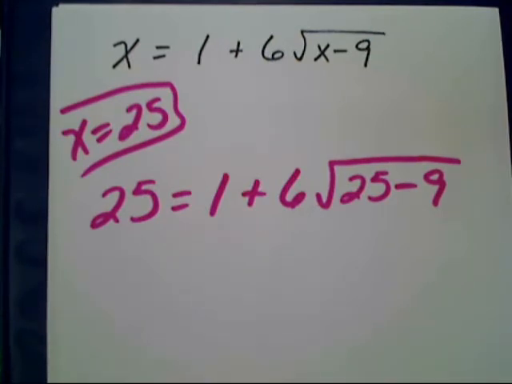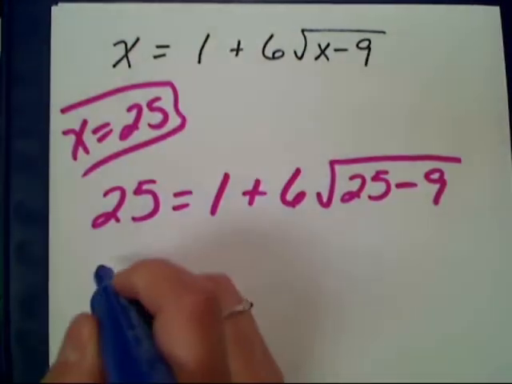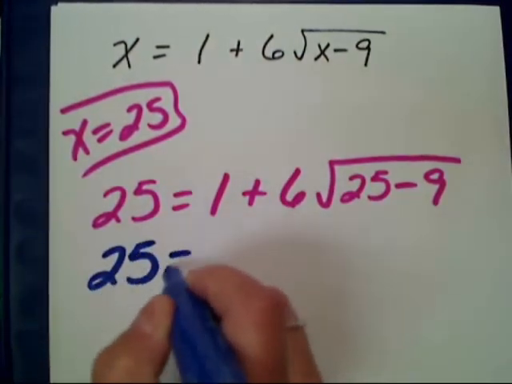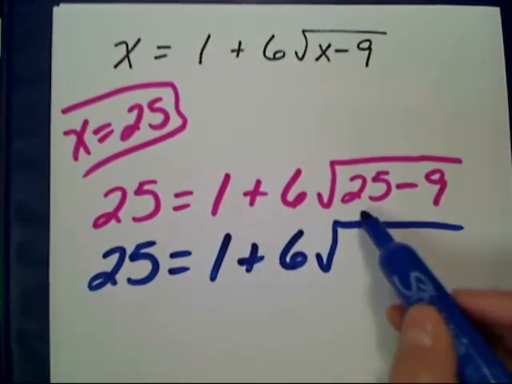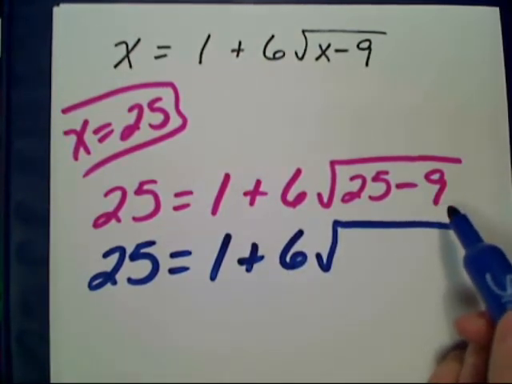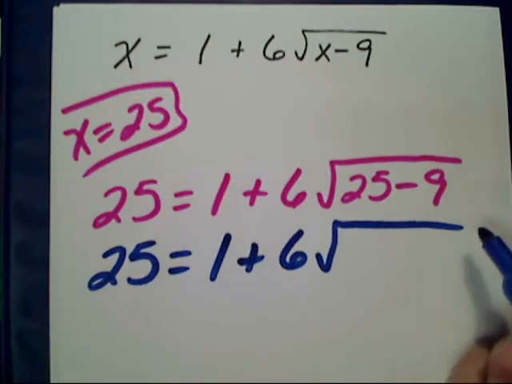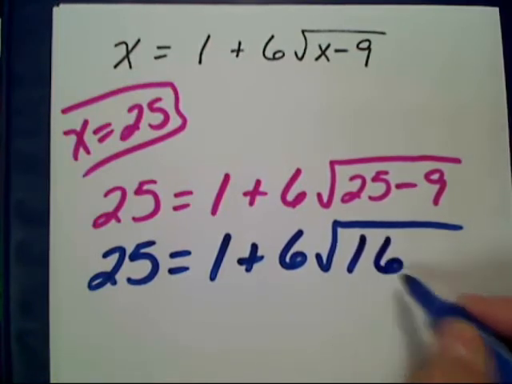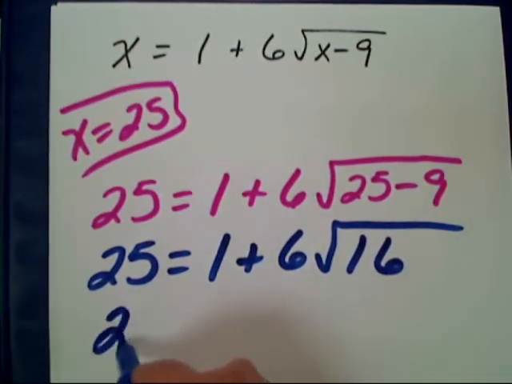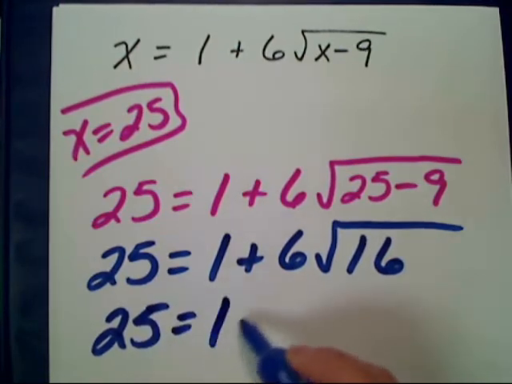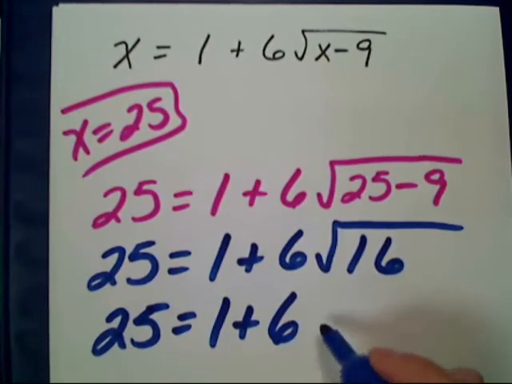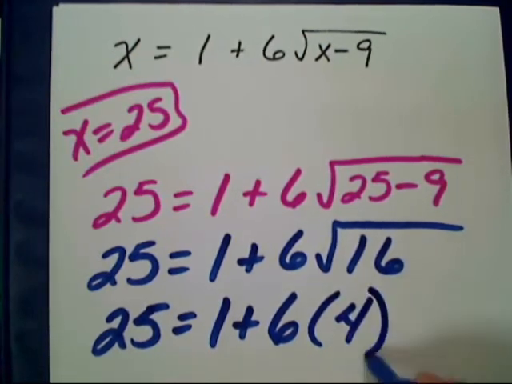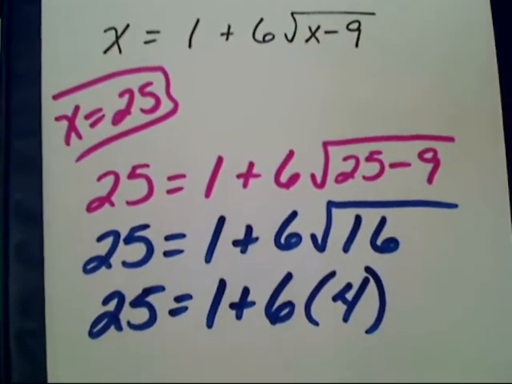Same first step, we need to simplify what's underneath that radical. So we have 25 is equal to 1 plus 6 times the square root of 25 minus 9. Once again, we can take away 10 and then add 1. It's 15 plus 1 is 16. Now we have to take the square root of that. The square root of 16, we said at the beginning, is 4, since 4 times 4 is 16.